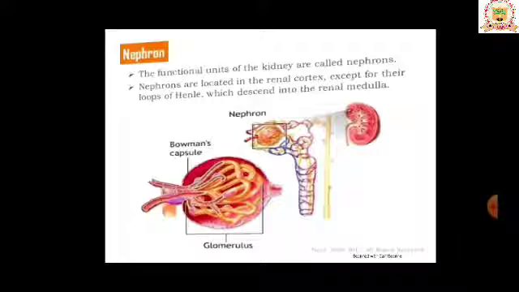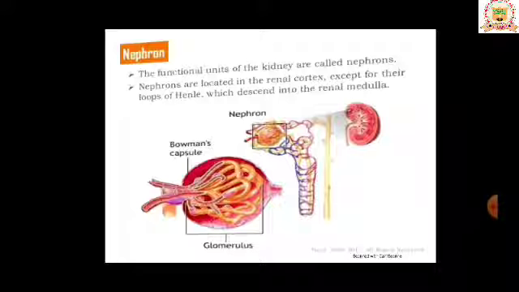The functional unit of the kidney are called nephrons. Nephrons are located in the renal cortex except for their loop of Henle, which descends into the renal medulla. As I said, our kidney has got two parts, cortex and medulla. So nephrons are located in the cortical region, but some of the part called loop of Henle is going to enter into the medulla region also.